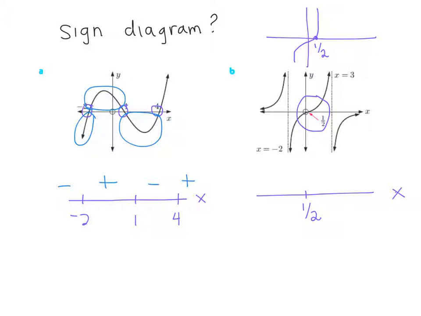And is there anything else? No. But we do have two asymptotes at x equal to -2 and x equal to 3. Then observe what the y values are. Here, it's above the x-axis, so it's going to be positive. In between -2 and that 0 at 1/2, it's going to be negative. Then it's positive, then it's negative.